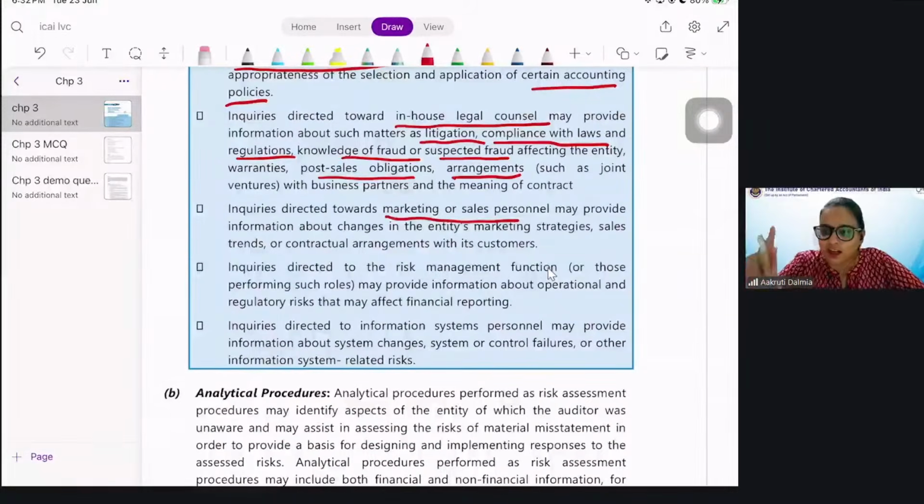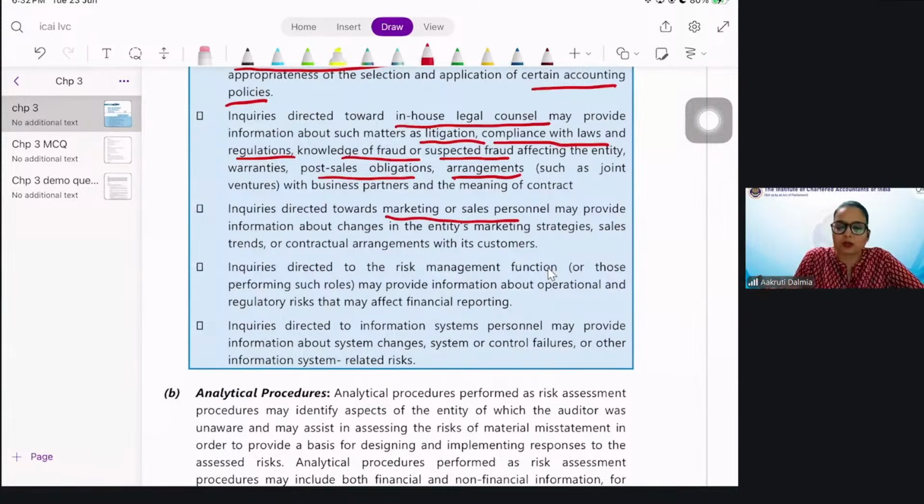If you go to salespeople and they tell you that this year management was very aggressive, telling us that we have to crack our target numbers by hook or by crook, then fraud risk is created on its own. If in the environment of the company there is an extreme pressure situation, then automatically it's a fraud risk factor.